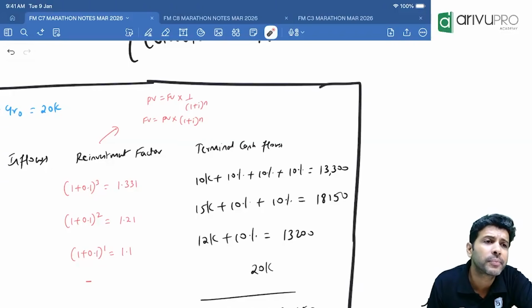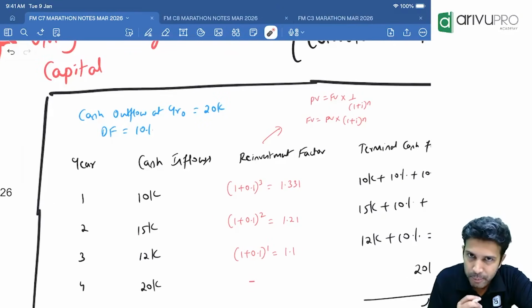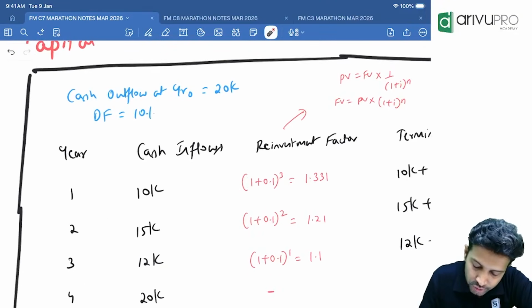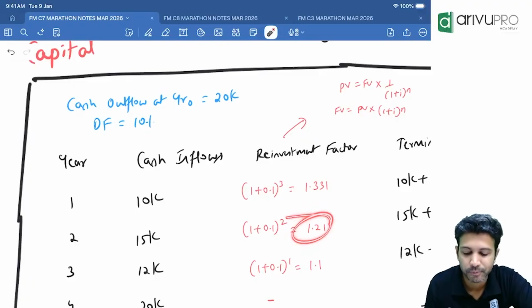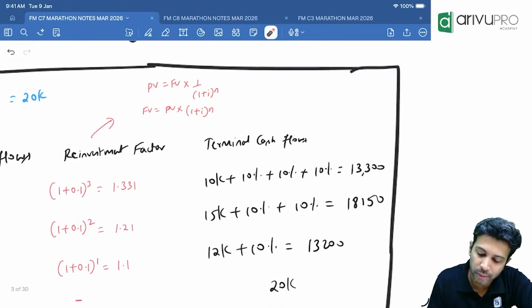ICA method is the reinvestment factor. How do you get reinvestment factor? 1 plus i whole power n. i is 10%. n is for how many years can you reinvest this money? 2 years. So here n will become 2. 1.1 into 1.1, how much? 1.21. So take 15,000 into 1.21. You'll automatically get 18,150. That's another way. Presentation is your call.